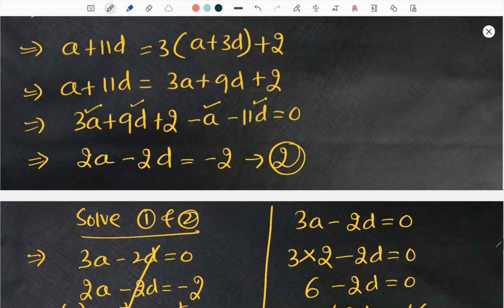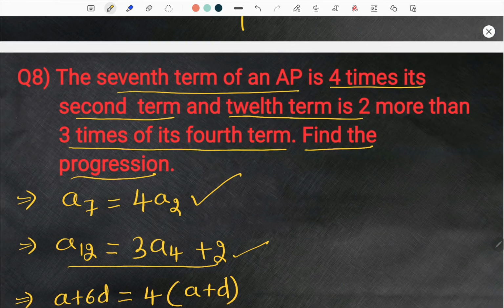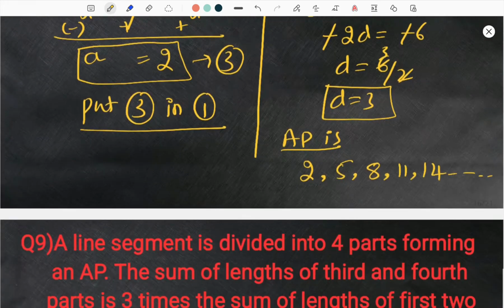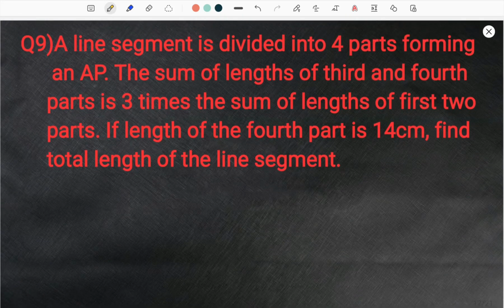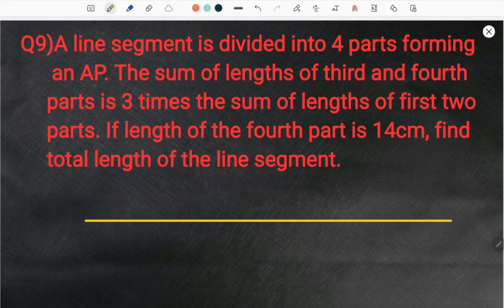Again, this was the kind of question which was asked in the board exam. I have taken all these questions from the board exam question paper only. Moving forward to this 9th question, very interesting, and this is the last question. A line segment is divided into 4 parts forming an AP. There is a line segment like this. Now this line segment is divided into 4 parts.